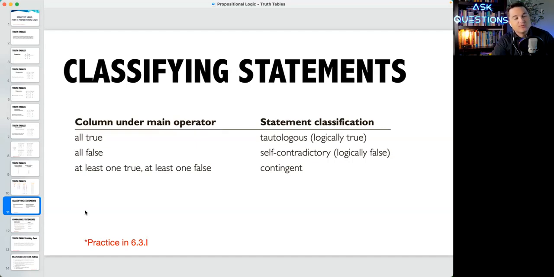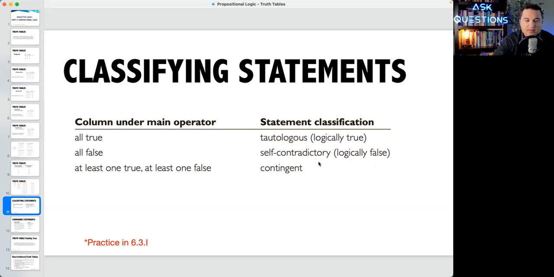So now we're going to use truth tables to classify statements. We can categorize or classify every statement in propositional logic into one of 3 categories. A statement is either a tautology, a self-contradiction, or a contingent statement. A tautology is a statement that can't be false. It's logically true, it's said. It's tautological. It's tautologous. A self-contradiction is a statement that can never be true. It's necessarily false. It's logically false.